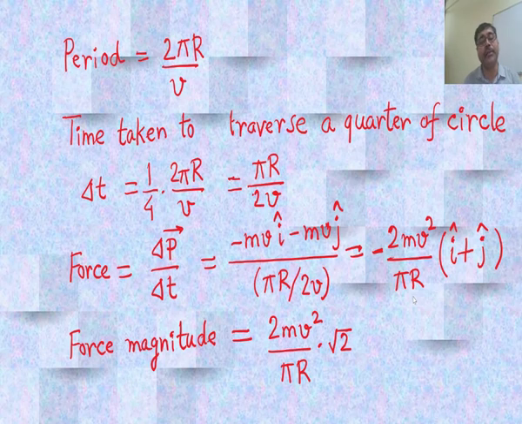Just check it out, one important thing. You probably would tend to give the answer in a simple way: because it is rotating within a circle, the force would be the simple centripetal force, which is given by mv square by r. But it is not exactly mv square by r. It is mv square by r into 2 root 2 by pi. So please check it yourself how the force magnitude becomes that.